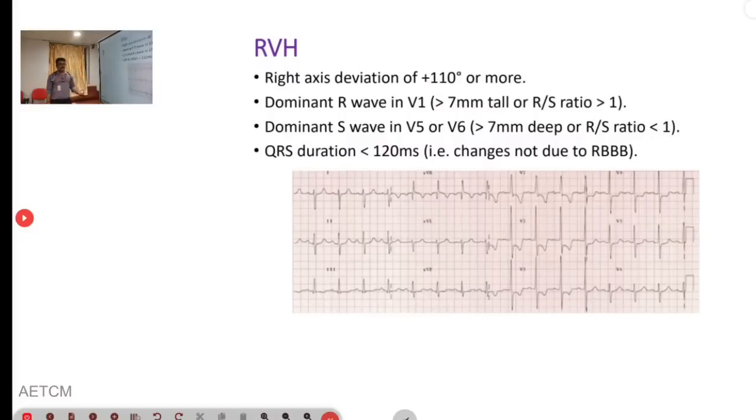RVH is just the opposite of that. There will be prominent R waves in V1. Normally the R wave morphology in V1 is a small R wave with a deep S wave. But what you are seeing here is slightly different. You get a very tall R wave. That is seen in right ventricular hypertrophy. A dominant R wave in V1 of more than 7 small squares. That is very important.